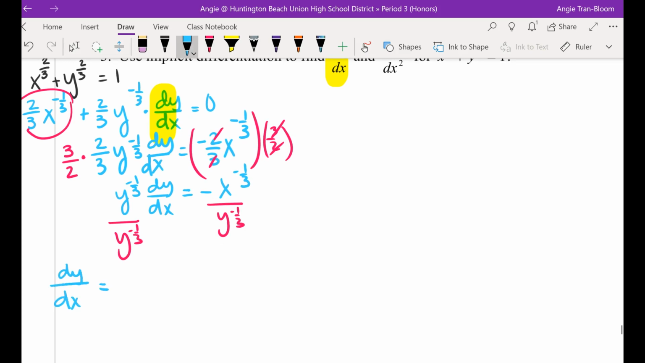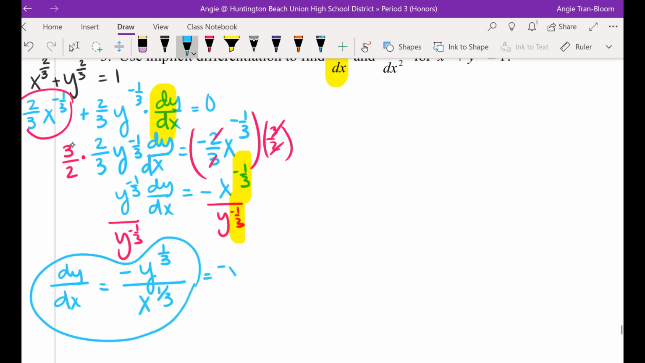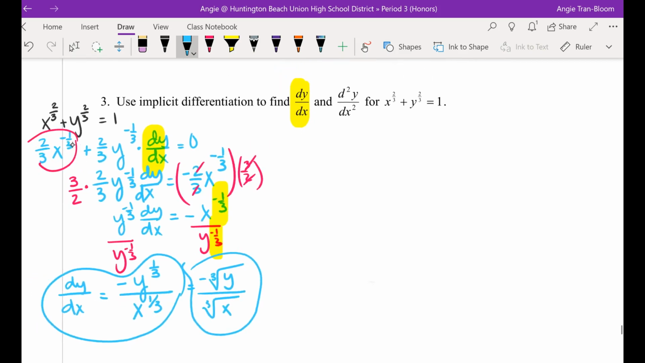is, remember, I don't want your answer to ever be a negative exponent unless you can't help it. So they're both negative exponents, so I'm going to rewrite it so that it's a positive exponent. I can move the y to the numerator and the x to the denominator to make all the exponents positive. If you like radicals better, by all means, you can write it as negative cube root of y divided by positive cube root of x. So that's the first derivative.